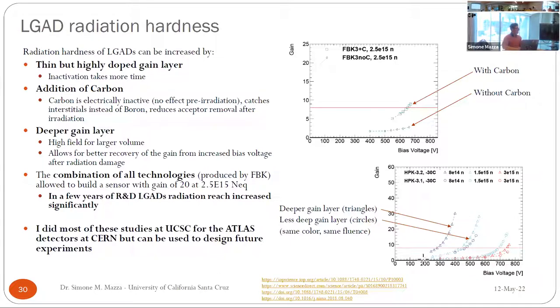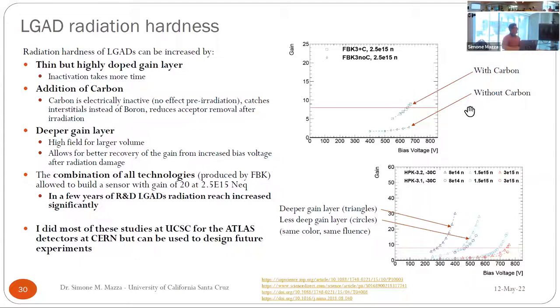These again are two sensors that are almost identical, but this sensor has a deeper gain layer. You see at three different fluences how this helps, especially in the intermediate fluences. When you get to this fluence, it starts to be more or less the same because the boron is completely deactivated. But here you can have more gain at a lower voltage.